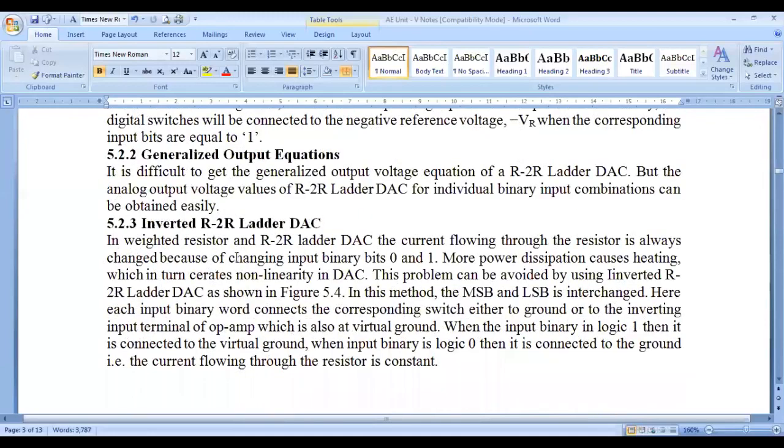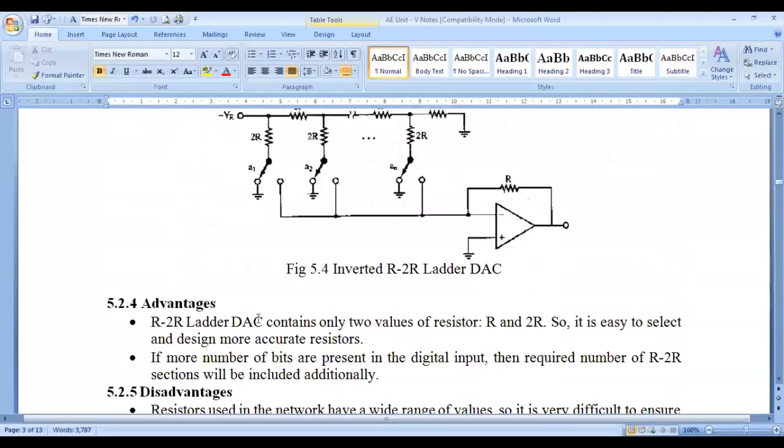In weighted resistor and R-2R ladder networks, the current flowing through the resistor is always changing because of the changing input binary bit, 0 and 1. So power dissipation causes heating, which creates non-linearity in the DAC. This problem can be totally avoided by using the inverted R-2R ladder DAC, as shown in figure 5.4.